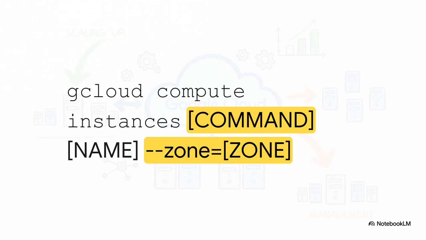Every single command follows a really strict structure. It always starts with the tool, gcloud, then the service you're using, compute, then the entity, instances, then the action, like start, stop, or delete. And finally, the specific instance name and where it physically lives, its --zone. Once you wrap your head around this hierarchical syntax, it's like a language. You can guess almost any command in Google Cloud.